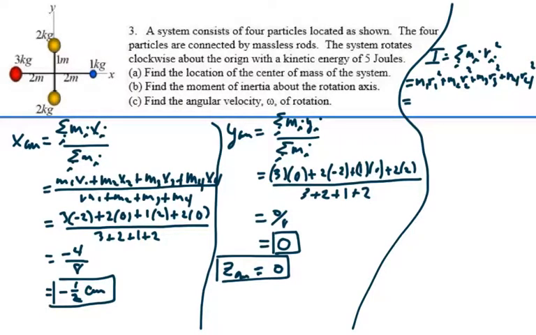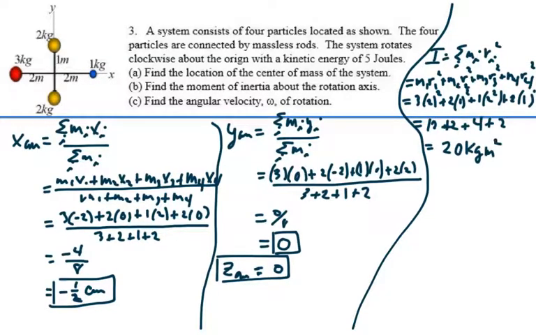So this is equal to 3 times 2 squared plus 2 times 1 squared plus 1 times 2 squared plus 2 times 1 squared. So that's going to be 3 times 4, 12, plus 2 plus 4 plus 2, which would be 20 kilogram meter squared. That is the moment of inertia about the rotation axis for this system.